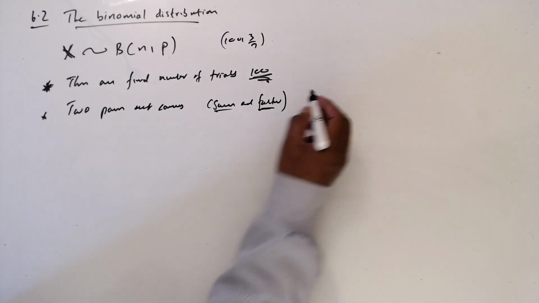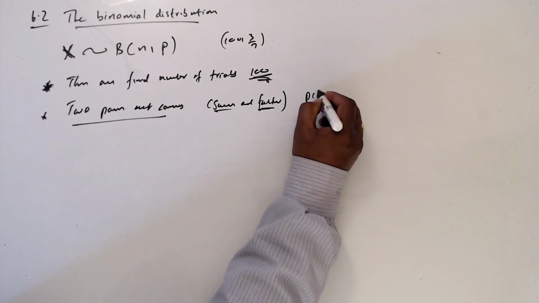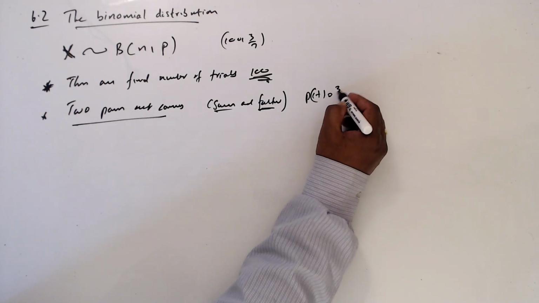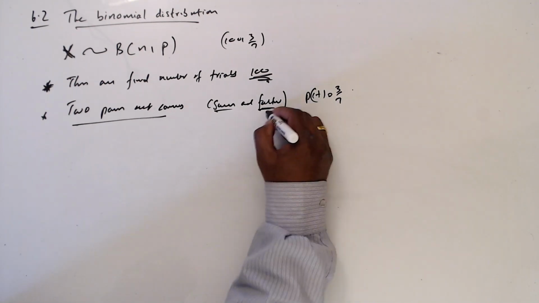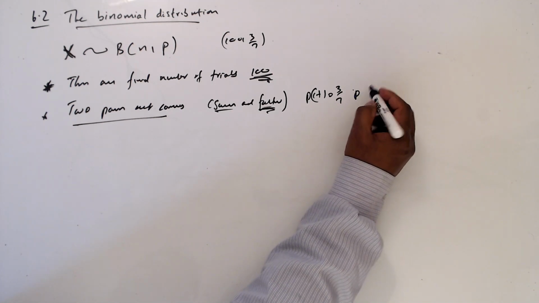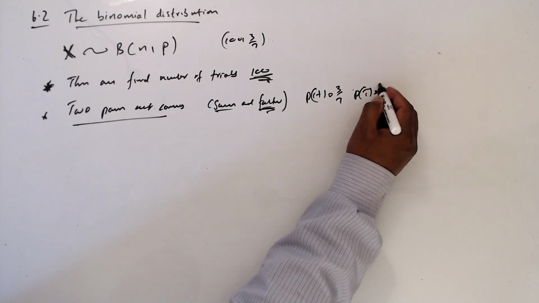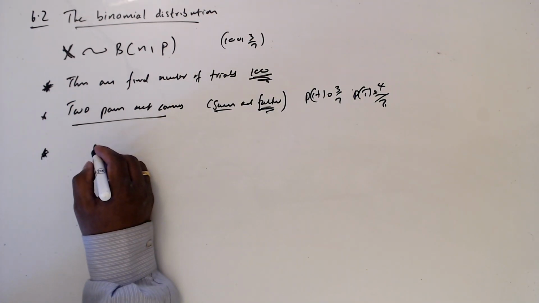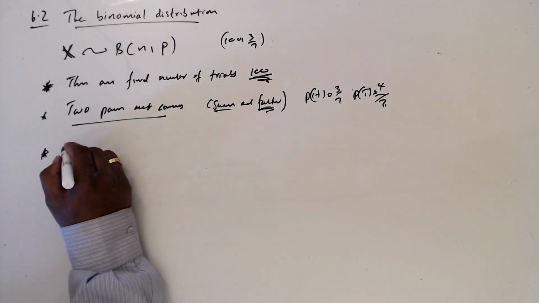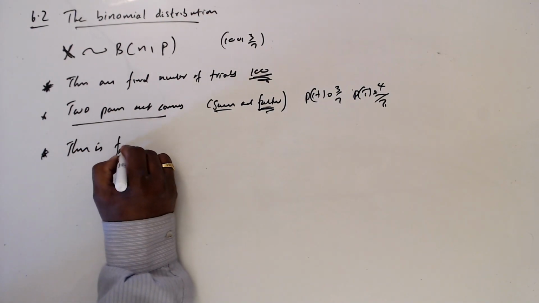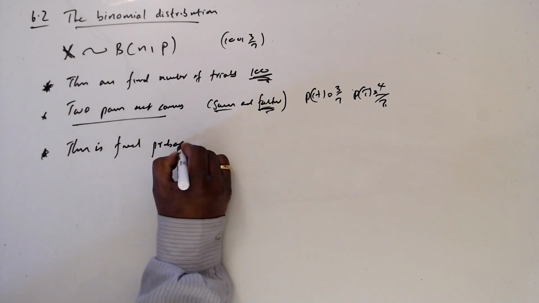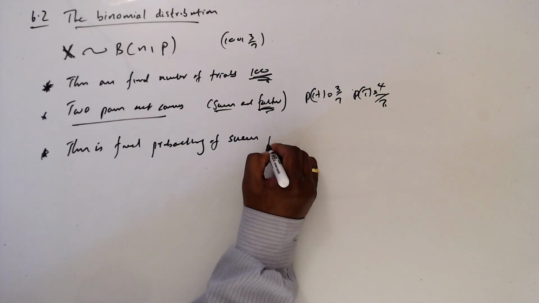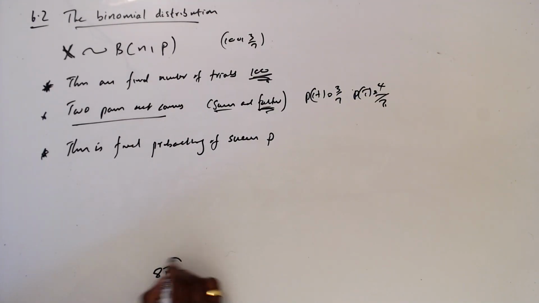So two outcomes: the probability of getting head, or the probability of not getting head. So this is going to be 3 out of 7, and the other one, failure, let's say tail, is 4 out of 7. And there is a fixed probability of success, p. I'm writing the same thing on page 88.